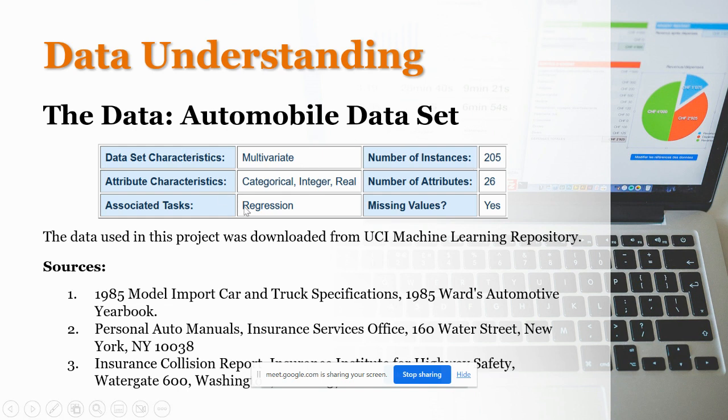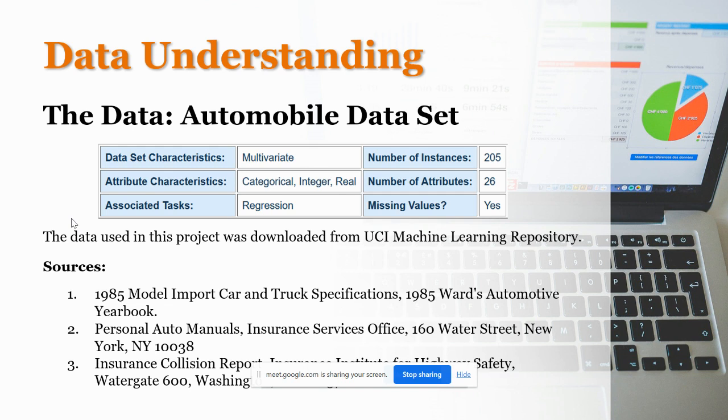Then attribute characteristics: you have categorical, integer, and real numbers. For categorical, you know that categorical data are those data that you have as medium, high, and low. They can be in different forms of category. Integers are whole numbers. The real numbers are floats, or can be called decimal numbers, depending on your use case. Then the associated task is regression. What we want to do is understand what our data is about. So the number of attributes is 26.